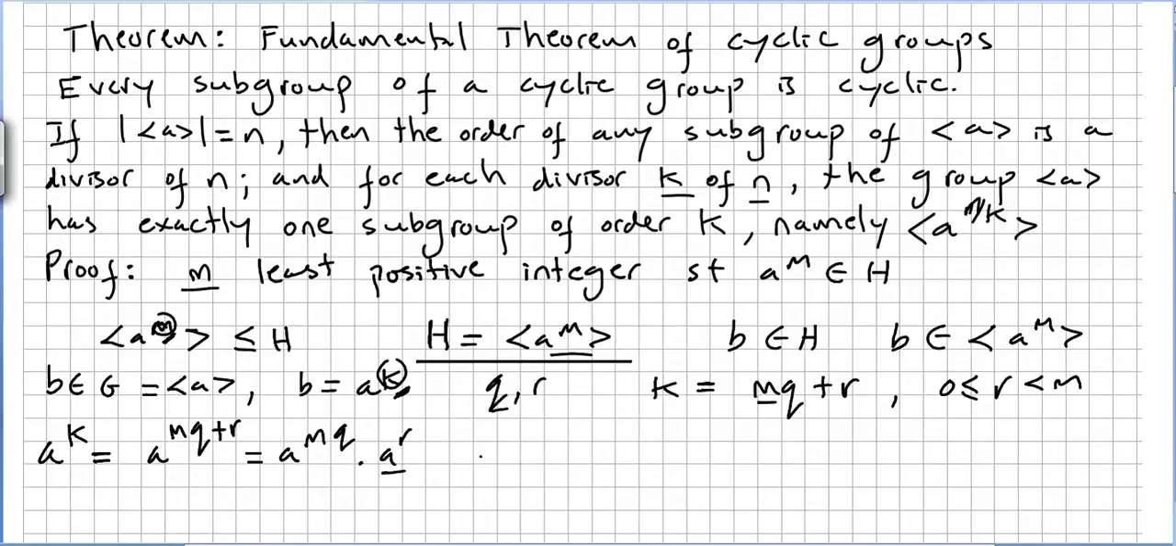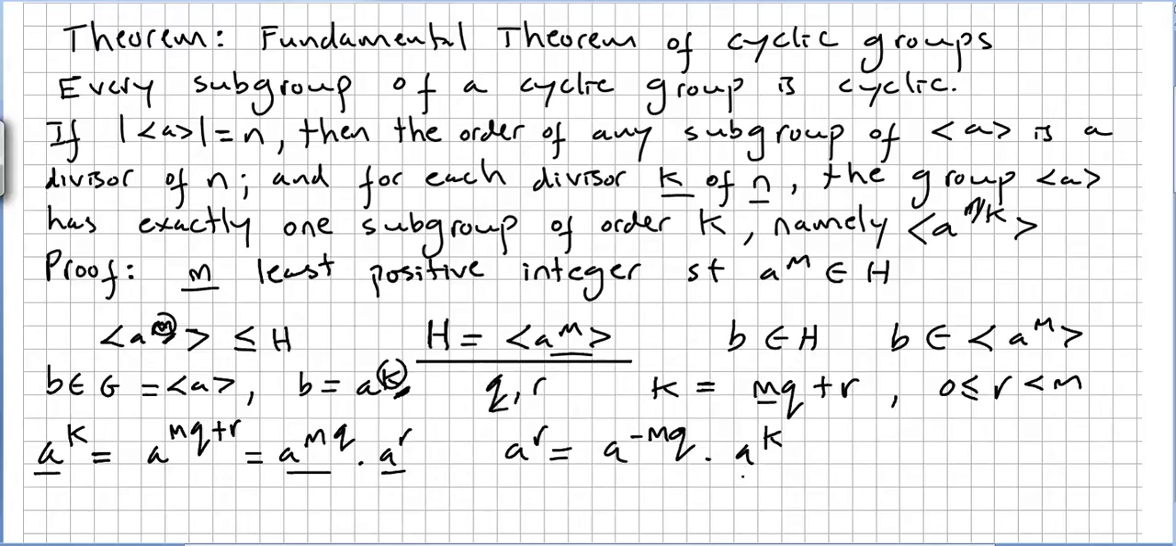Okay, I'll make this the subject. A to the power of r will be equal to a to the power of minus mq, this one here, times a to the power of k, right?